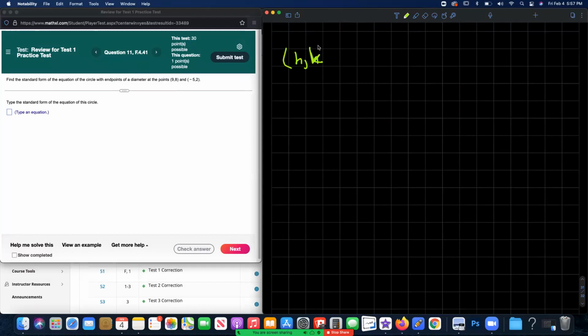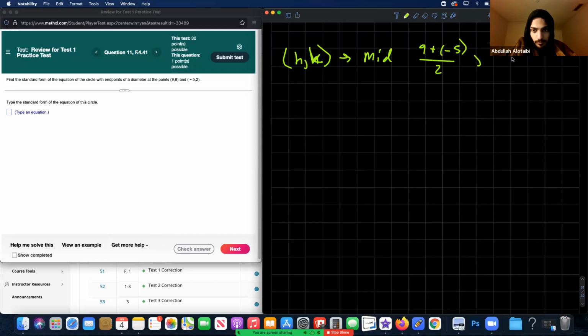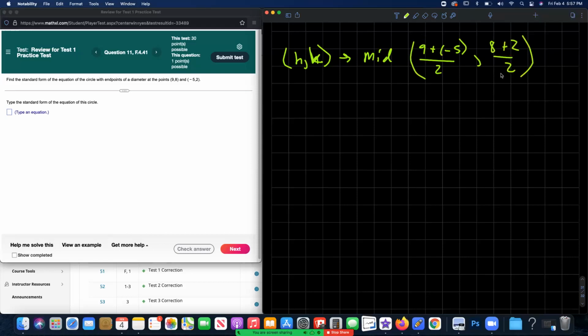Because for h, k, you just use the midpoint formula, which in this case is 9 plus -5 over 2, and then 8 plus 2 over 2. That'd be 4 over 2, which is 2, and this would be 10 over 2, which is 5. So this would be your center, and the radius, like you said, you could pick either point, but you're finding the distance between our center and that outer point.